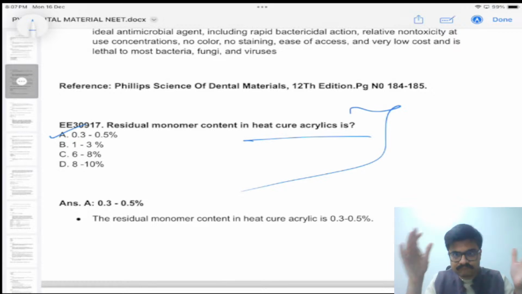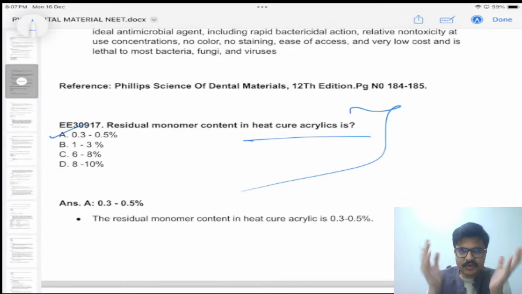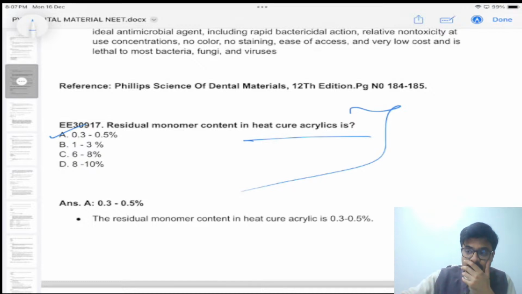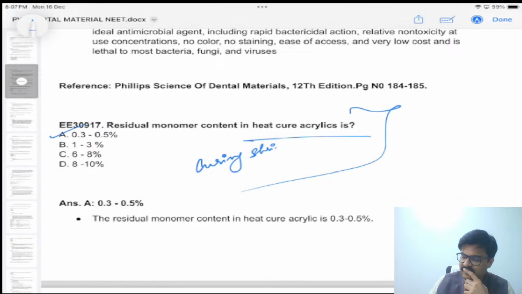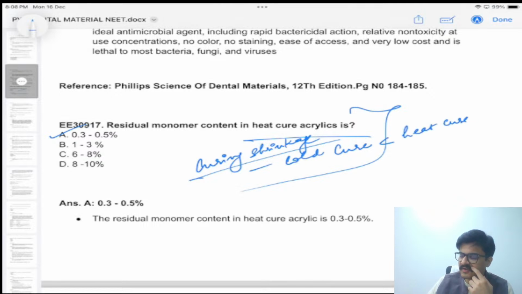It seems very confusing, right? I mean, cold cure is inferior in all aspects than heat cure, right? But it is less for cold cure. Why? Because polymerization has not taken place to the full extent, right, guys? So curing shrinkage for chemical cure or cold cure is in general less than heat cure, right?